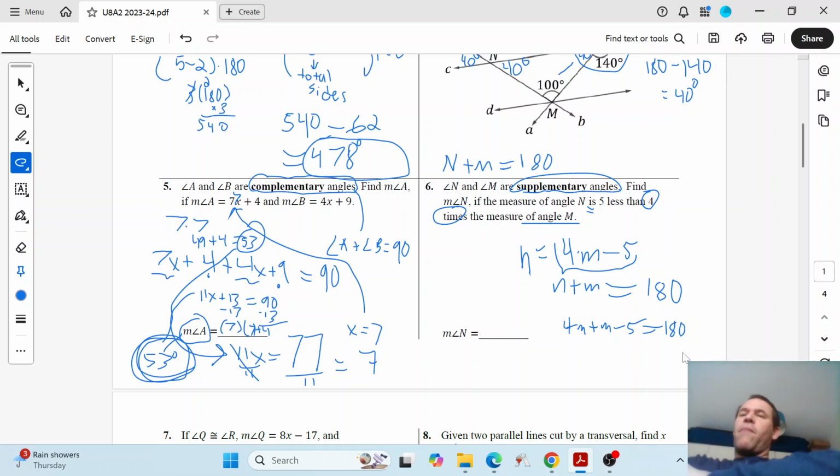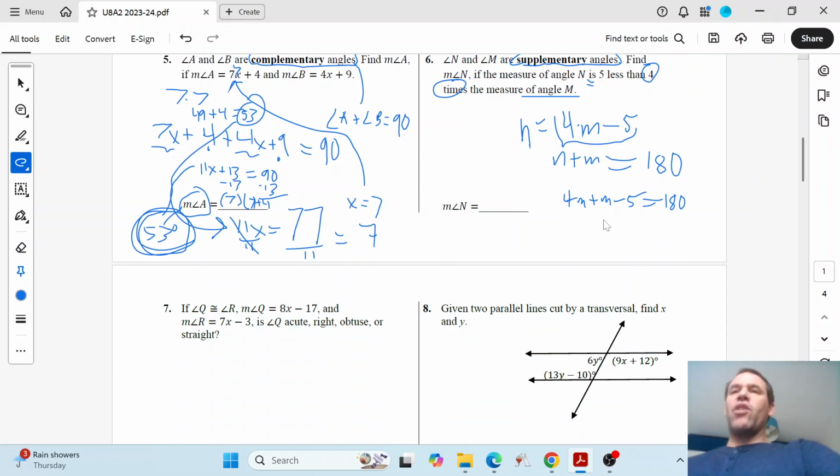So you're going to go ahead and add 5 to the other side, so you get 185. 4M plus 1M is 5M. So 5M equals 185. Then you're going to divide by 5 and plug that back into N to figure out what N is. So I'll let you finish that one on your own.